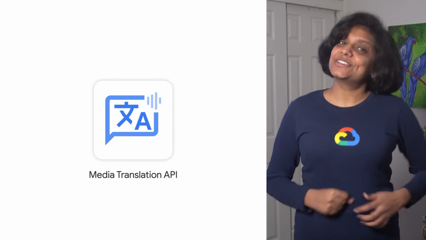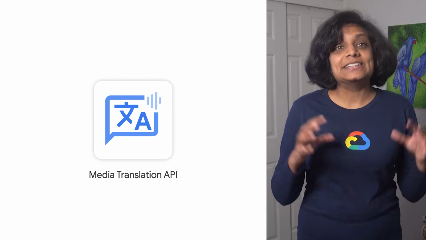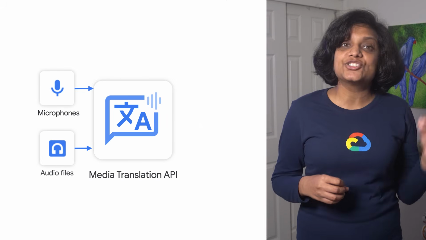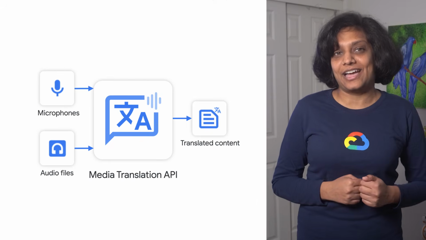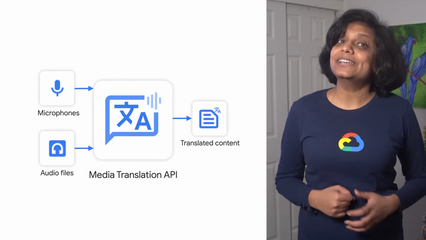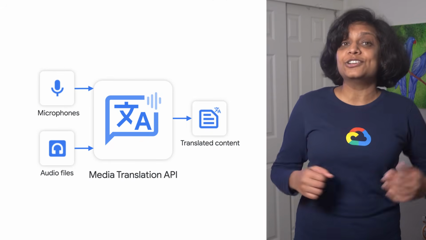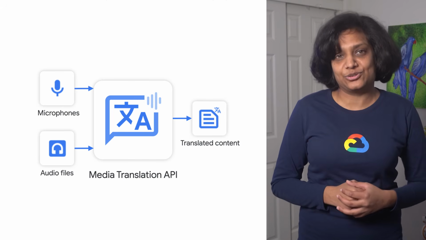That's where Media Translation API comes in. It simplifies this process by abstracting away the transcription and translation behind a single API call, allowing you to get real-time translation from video and audio data with high translation accuracy.